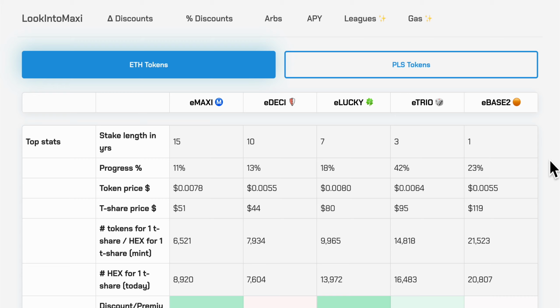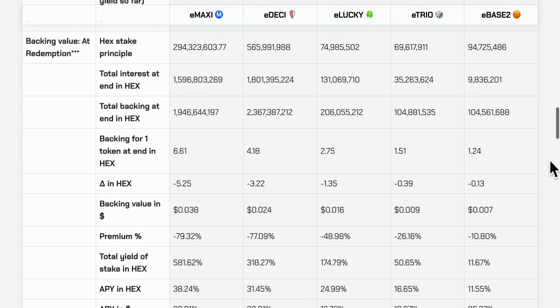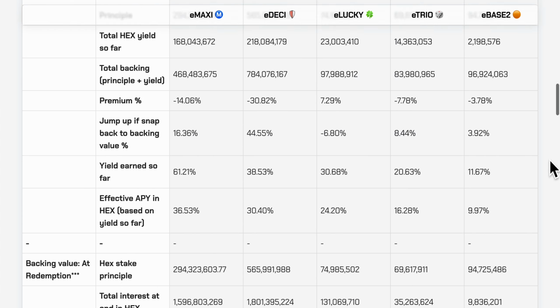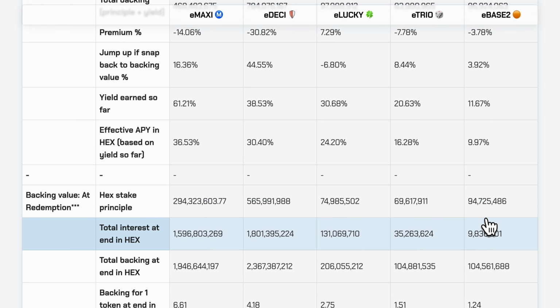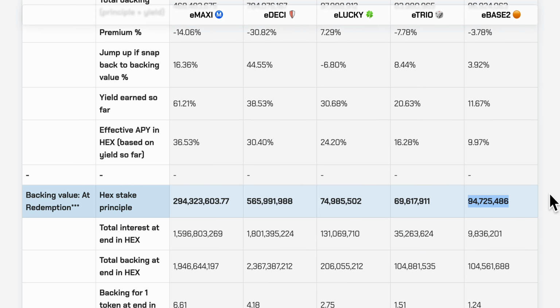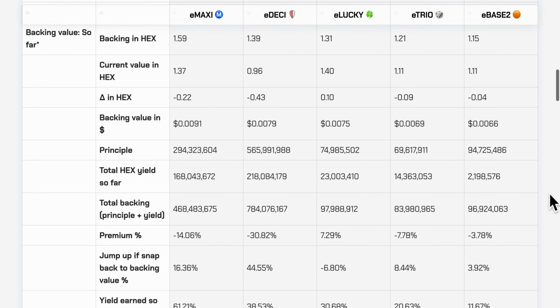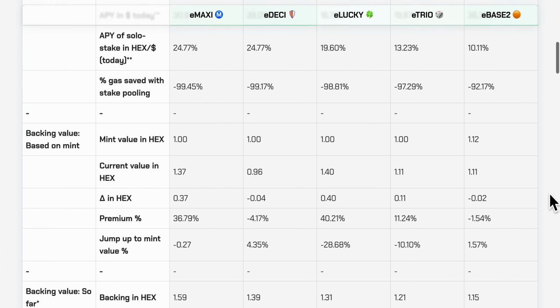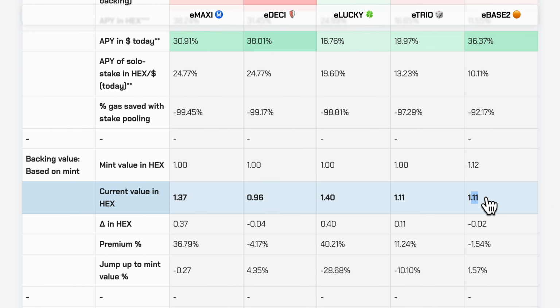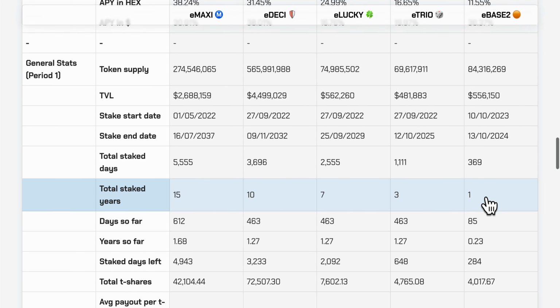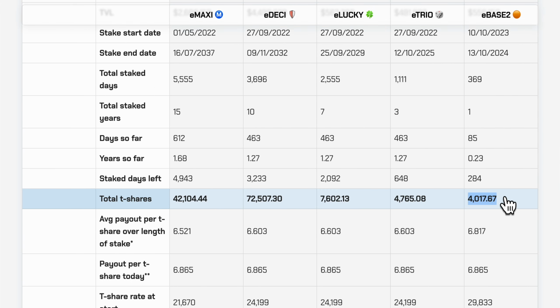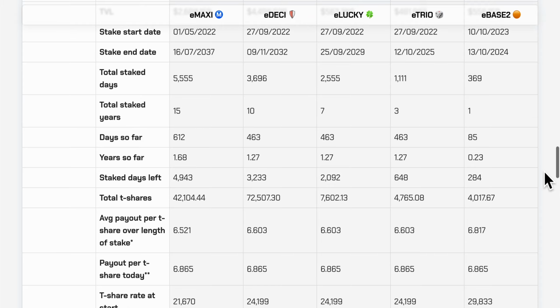Each stake period has different stats, and the supply is now different. The underlying stake principle was different even on the Ethereum and Pulse Chain side. Now that Pulse Chain is live, the mint rate, the APY, the T-shares, everything's different from stake period 1 to 2. So yeah, using that notation for now.